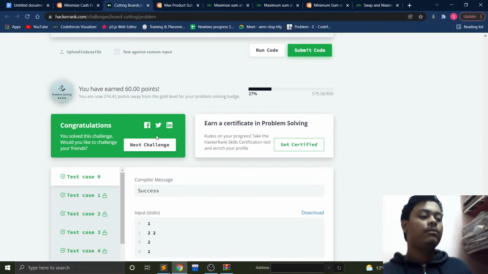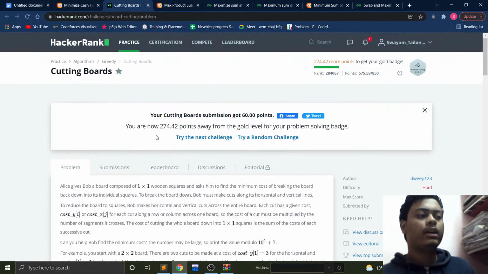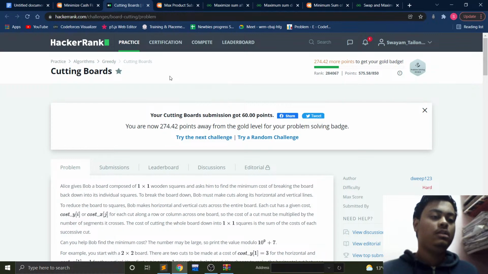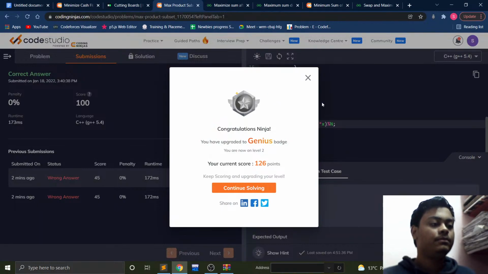Okay. Problem number 2 was the board cutting problem. We had an n cross m board which had to be converted into 1 cross 1 blocks, n into m blocks. Each horizontal and vertical cut had some cost, and we had to minimize the cost. So we just took all of them in one order and then sorted. Yeah, that was the problem.